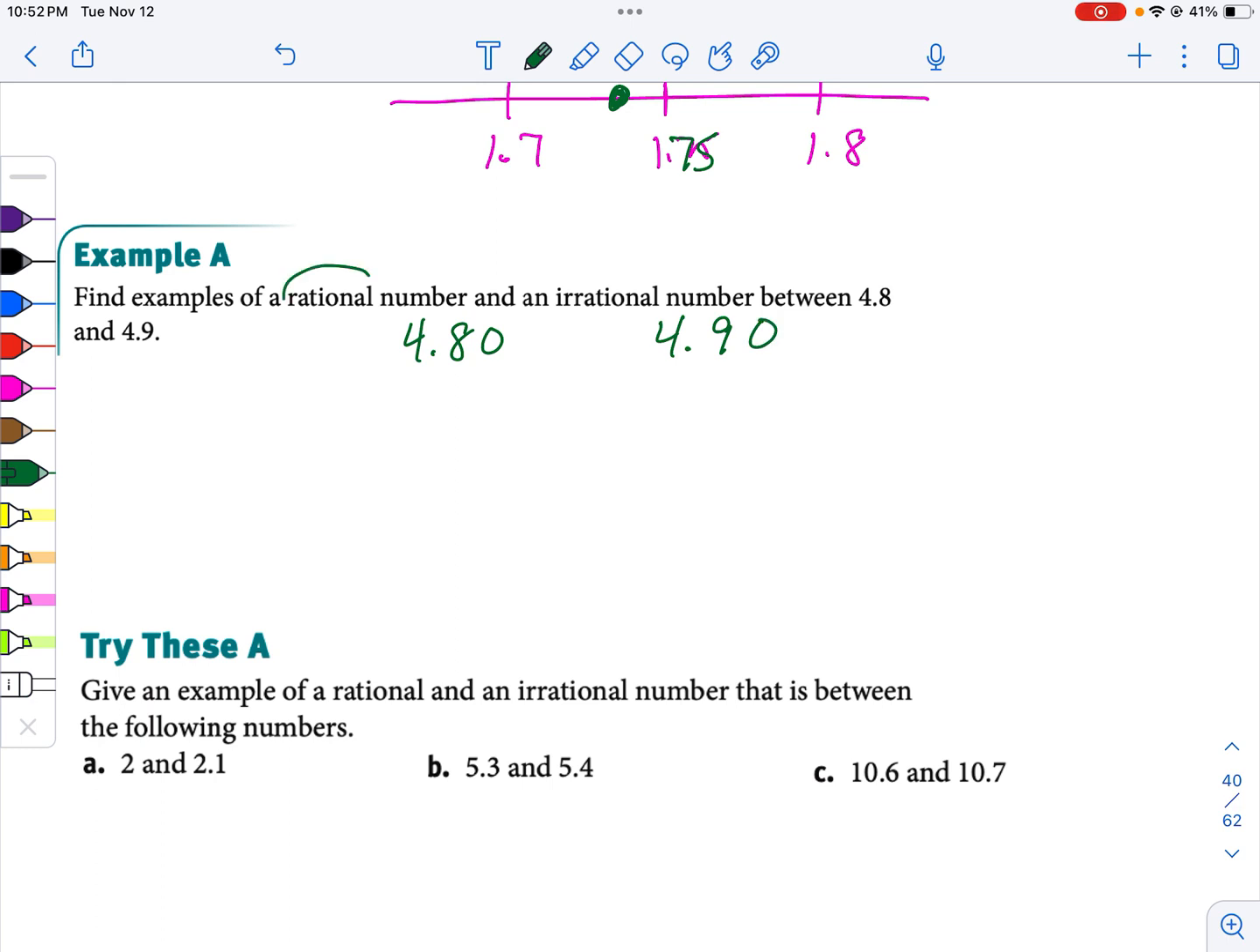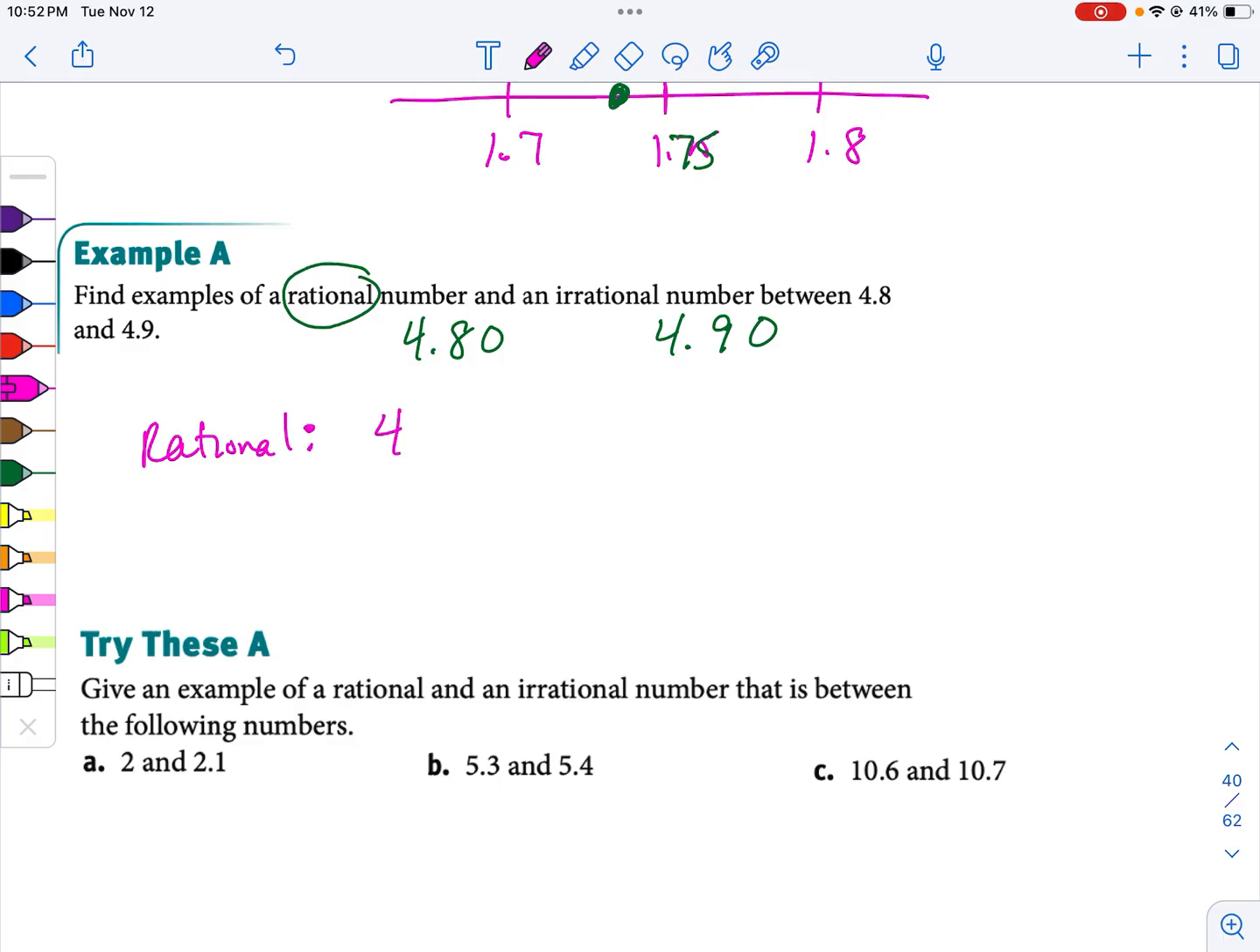Okay, so remember, a rational number is a number that terminates or repeats. So if I wanted to come up with a rational number in between $4.80 and $4.90, I have a bunch of choices. I could do 4.81, I could do 4.82, 4.83, 84, 85. There's a bunch of numbers that I could do, okay? I could also do a repeating number if I wanted to. So I can go 4.83 with the bar on top, 4.83 repeating, or 84 repeating. So there are many options in between those, okay?